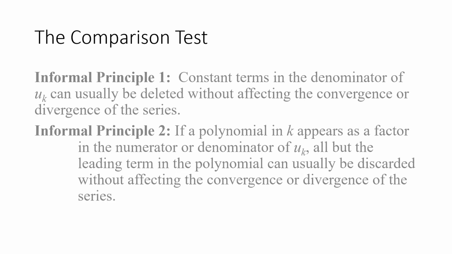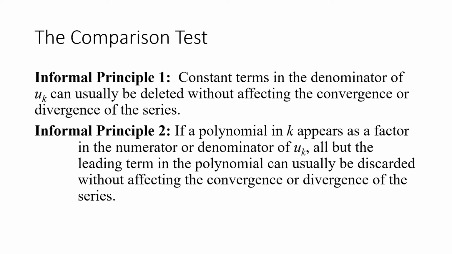These informal principles are as follows. The first one: the constant term in the denominator of u sub k can usually be deleted without affecting the convergence or divergence of the series. And the second one: if a polynomial in k appears as a factor in the numerator or denominator of u sub k, all but the leading term in the polynomial can usually be disregarded without affecting the convergence or divergence of the series. To understand these informal principles more, let's try some examples.